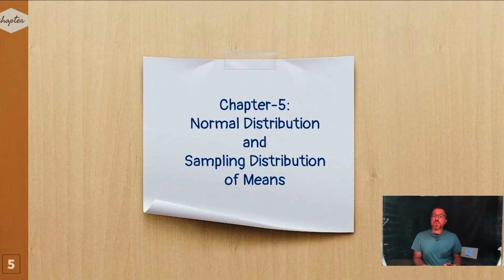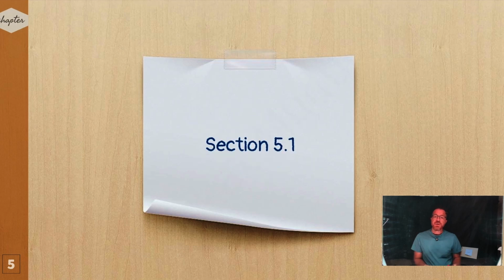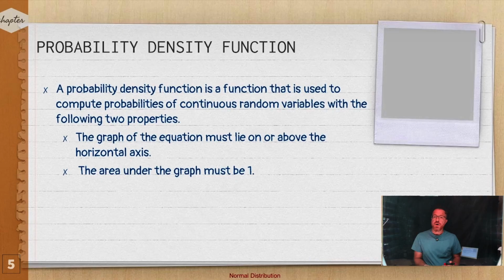Hello everyone. We're going to begin chapter 5 now, which is going to be on continuous probability distributions. To begin with, we're specifically going to be focusing on the normal probability distribution and the standard normal probability distribution.